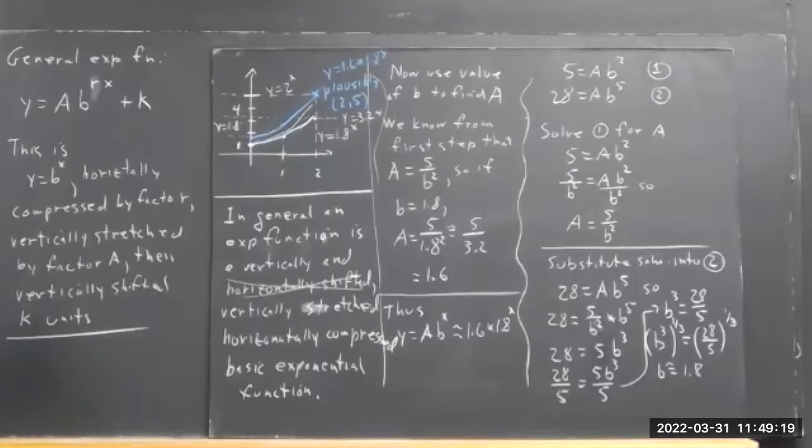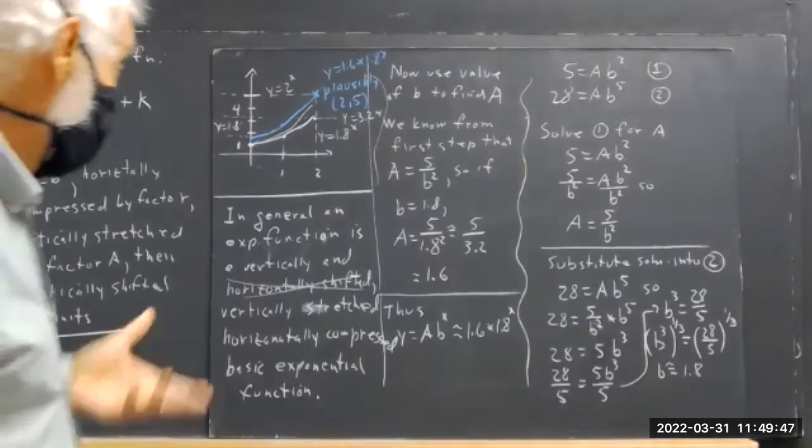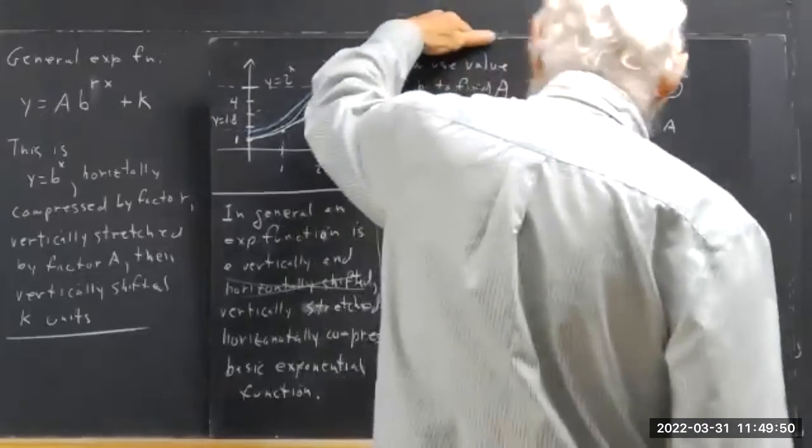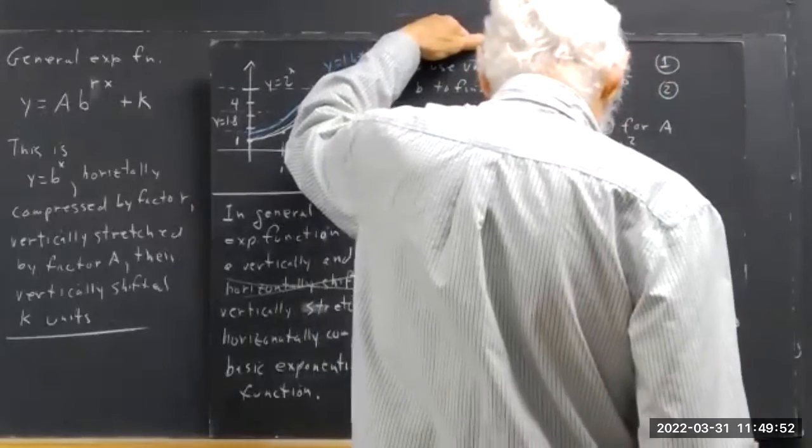And remember, you want to do your stretches and compressions, which multiply things, before you do a vertical shift. So it ends up like this. Obviously, what you get if you horizontally compress is just b to the rx. Then vertically stretch, you multiply that by A. Then vertically shift, you add K. And the way that looks depends on how much you're stretching and shifting. So this is an example.